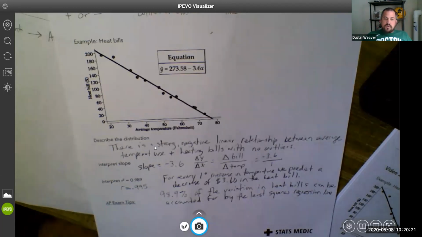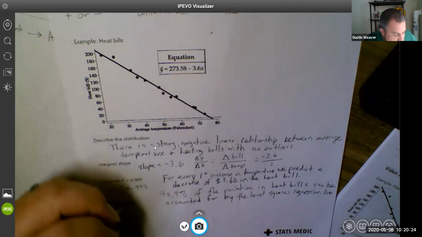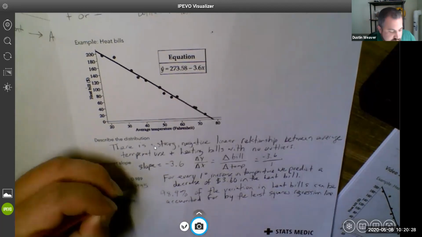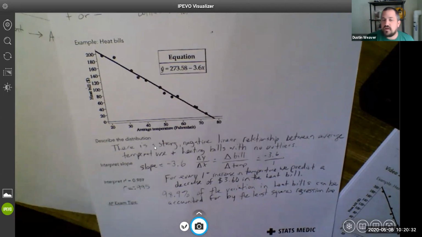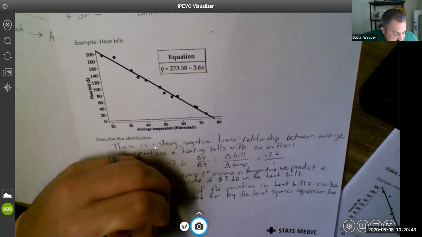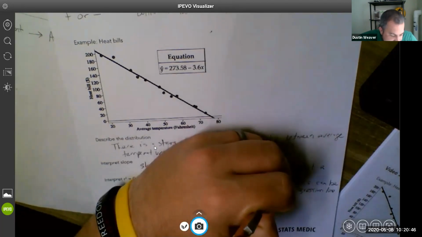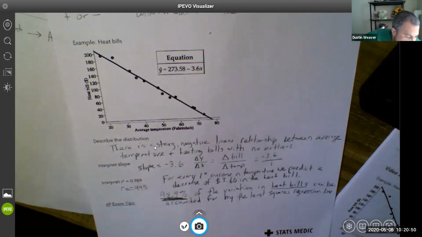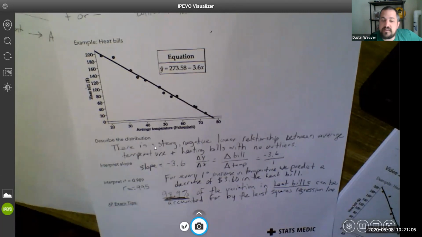And then lastly, interpreting the R squared. If you wanted to find what R was, all you have to do is take the square root of R squared. And of course, it's negative because it's going downhill here. But R squared is 0.989. You change that to a percent and you get 98.9%. So for the sentence, the only thing that's going to change is the percent and what you're talking about, the Y. So it's blank percent of the variation in Y can be accounted for by the least squares regression line. So 98.9% of the variation in heat bills can be accounted for by the least squares regression line. And that's all of describing a relationship, which is the first half of Unit 2.